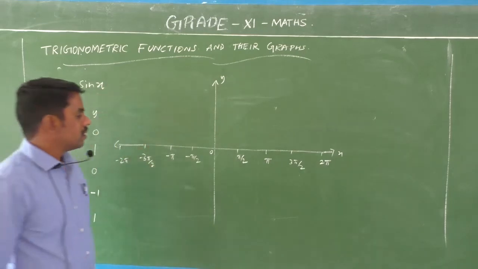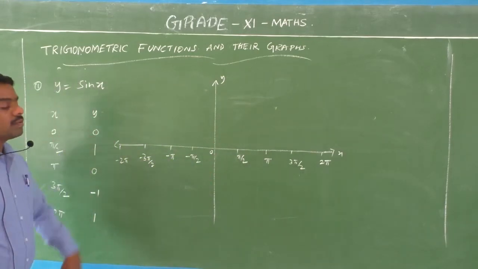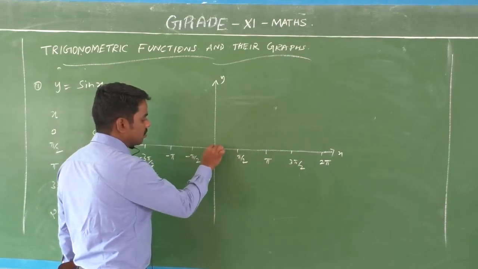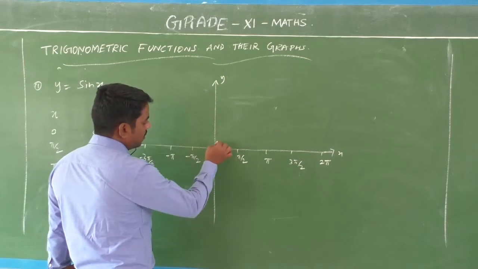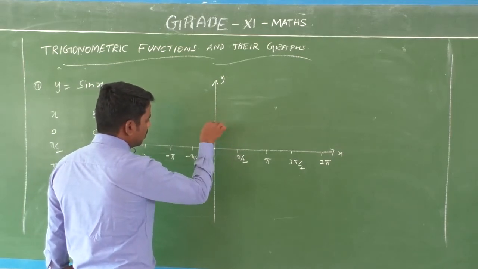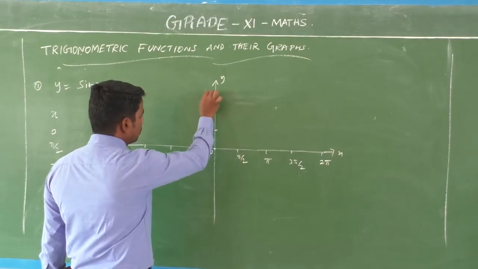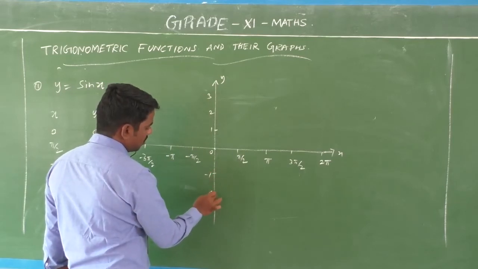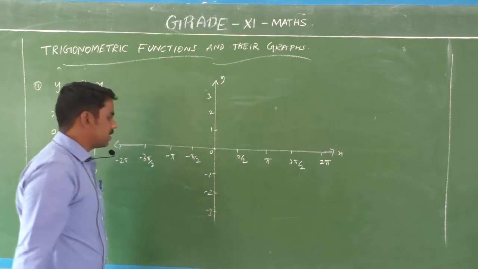Okay, right. Plot the points: x equal to 0 and y equal to 0, the point 0 comma 0. On the y-axis, mark 1, 2, 3, and minus 1, minus 2, minus 3.